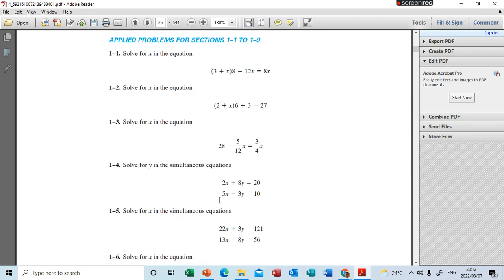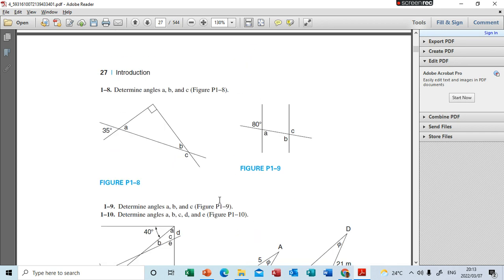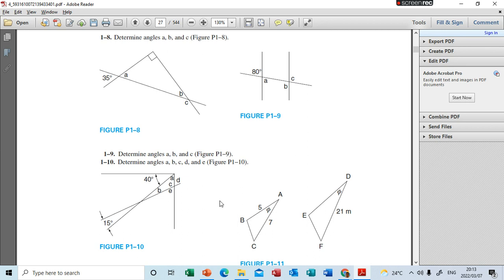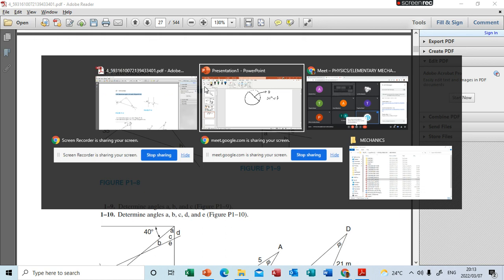So guys, these ones we've done, where you have to solve for x. Is there anyone who's struggling with that? Anyone who's struggling? I don't think there's anyone who's struggling with that. So let's do this one. See this 1.8. We're gonna do P18 there. Let me try to get this.